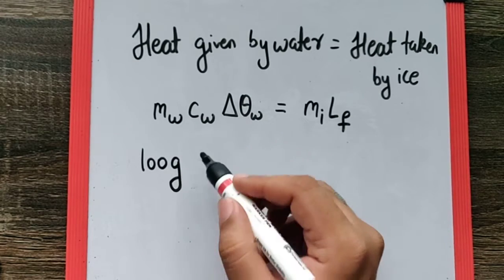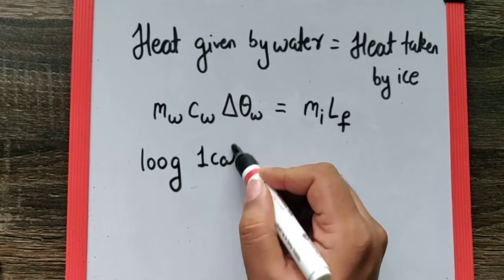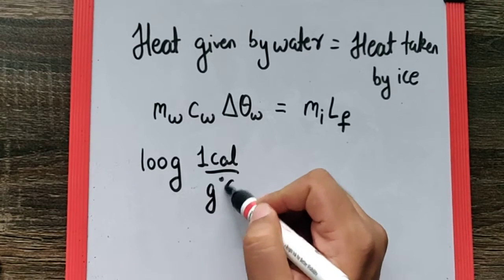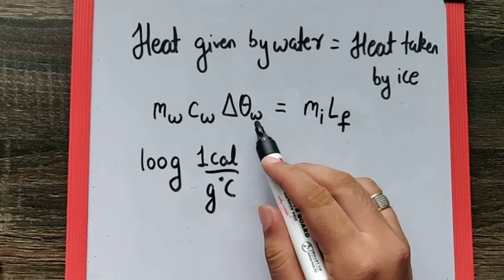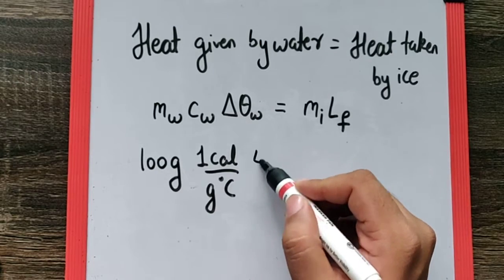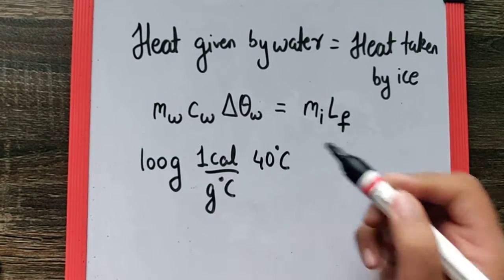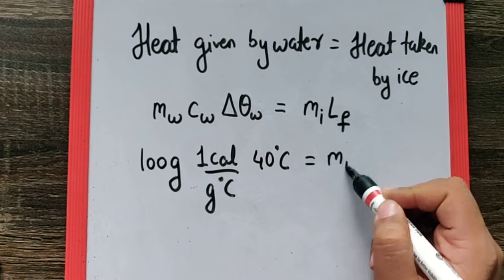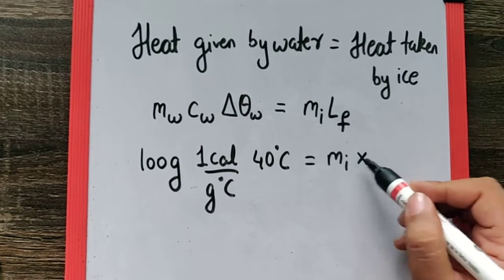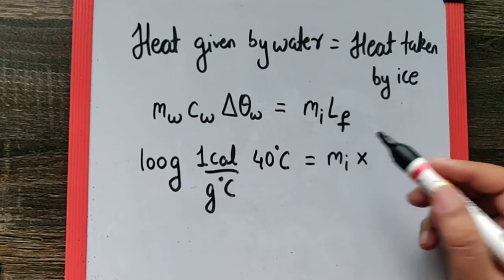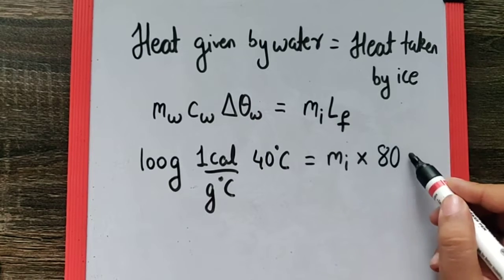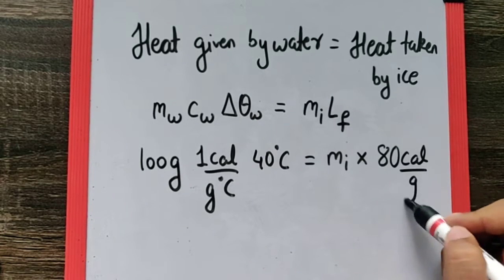So the mass of water given is 100 gram. Specific heat of water we know is 1 calorie per gram degree Celsius. And the change in temperature is from 40 to 0, so that is 40 degrees Celsius. Mass of ice, as I said, is unknown. We do not know how much amount of ice will melt. And latent heat of fusion, as a matter of fact, we know it's 80 calorie per gram.